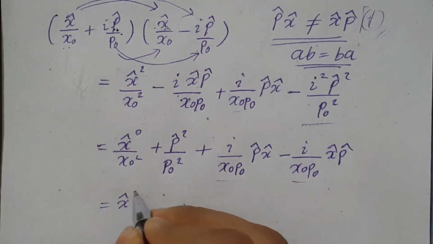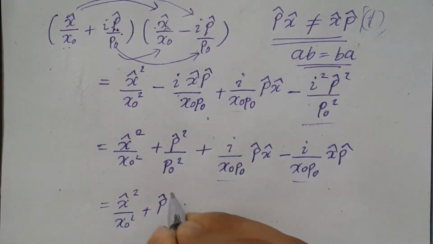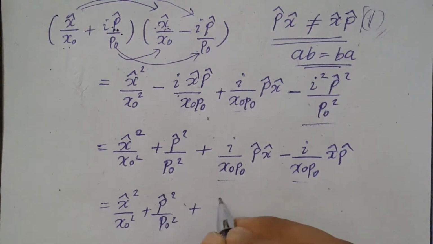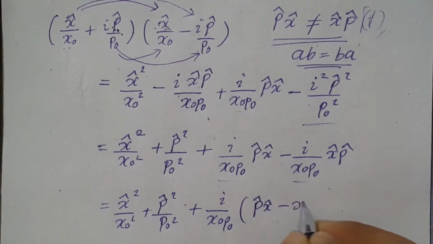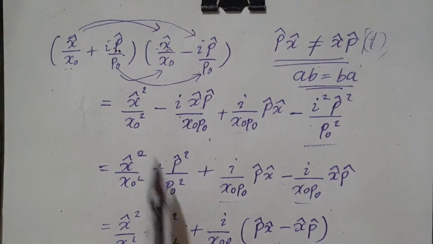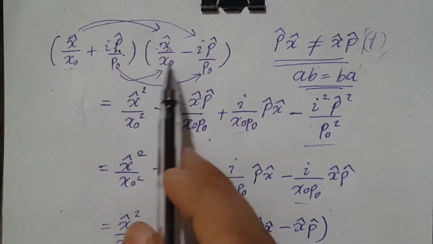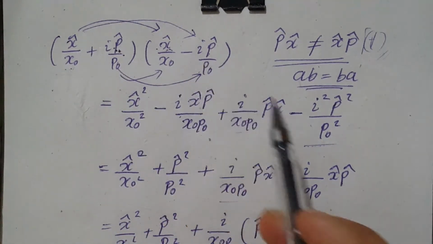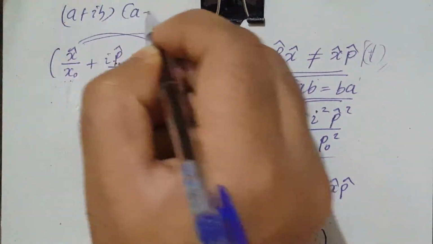Okay, so you can also take these two constants outside and take the others inside a bracket. So I can write x cap squared by x naught squared plus p cap squared by p naught squared plus i by x naught p naught times (p cap x cap minus x cap p cap). Now we were trying to find x cap by x naught plus i p cap by p naught into x cap by x naught minus i p cap by p naught. That is equivalent to a plus ib times a minus ib.